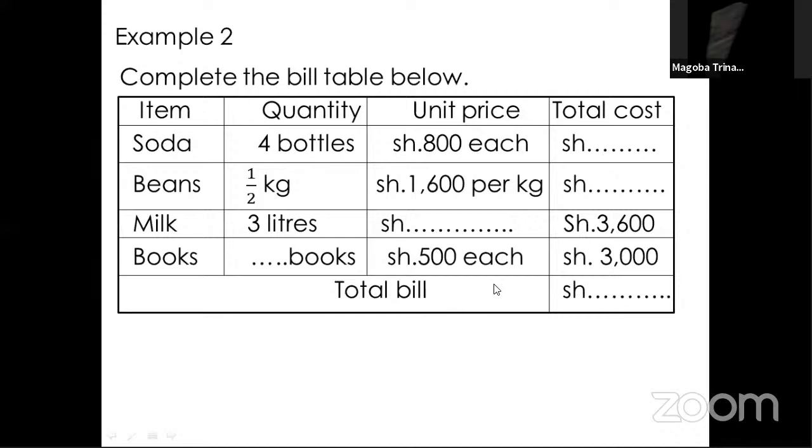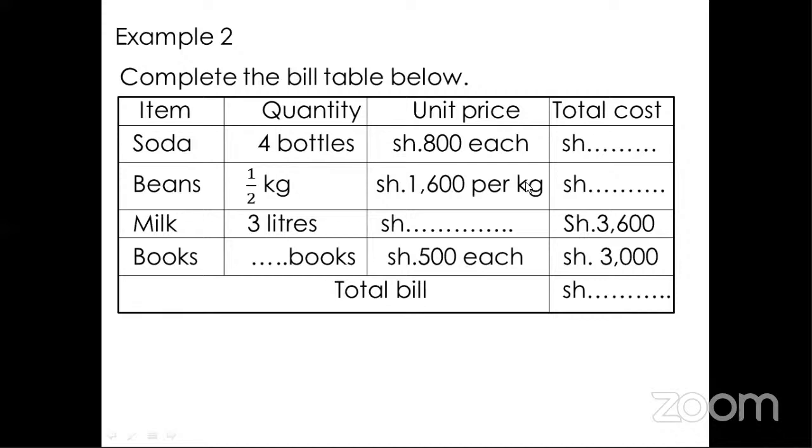Item, quantity, unit price, total cost. Books, soda, the quantity for bottles, shillings, 800 each. The cost was shillings.